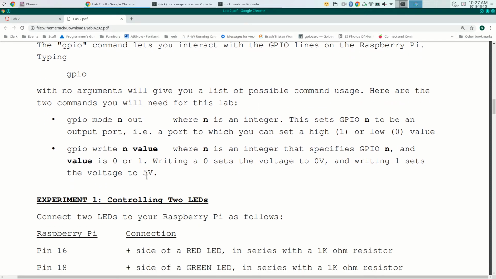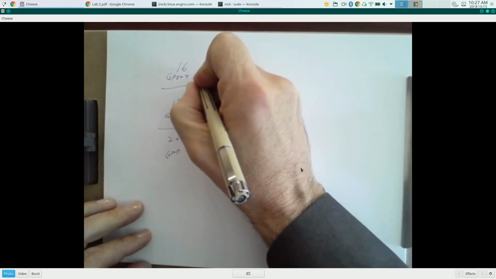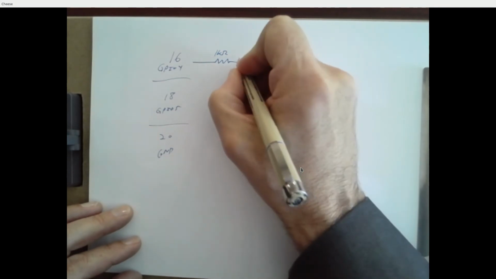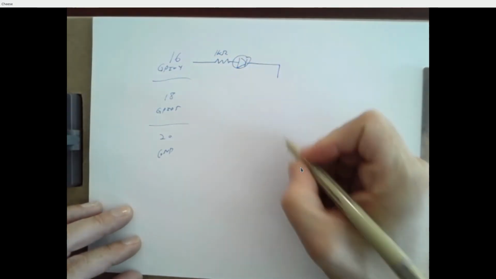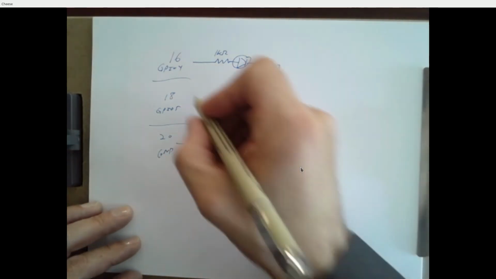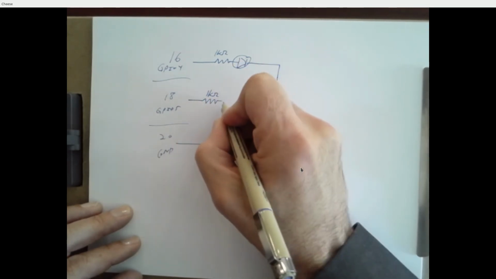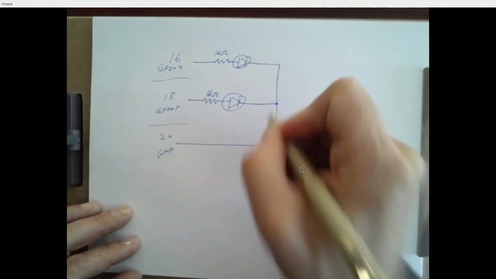So we can build a really simple circuit as follows. We can take GPIO 4, which is on pin 16, go through our 1K resistor, go through an LED, and connect this to ground, which is pin 20. And then we can take pin 18, put that through a 1K resistor, put that through an LED, connect the other end to ground. There's your whole circuit.